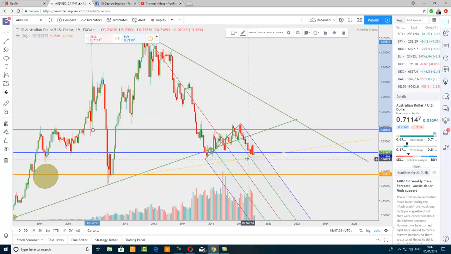So there is a support here. You see, the intersection between the median line of the upper half of the pitchfork tool and the median line between the green trend line and this orange trend line. So in that zone, that's what I'm talking about. That's why I'm referring you to 0.7114.